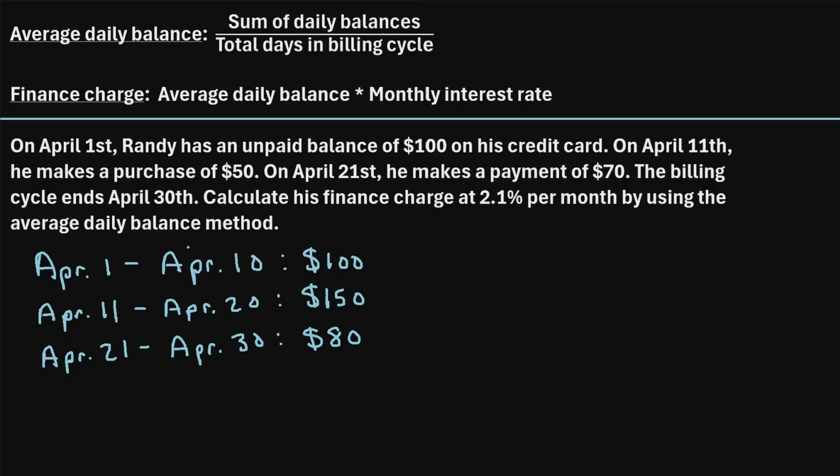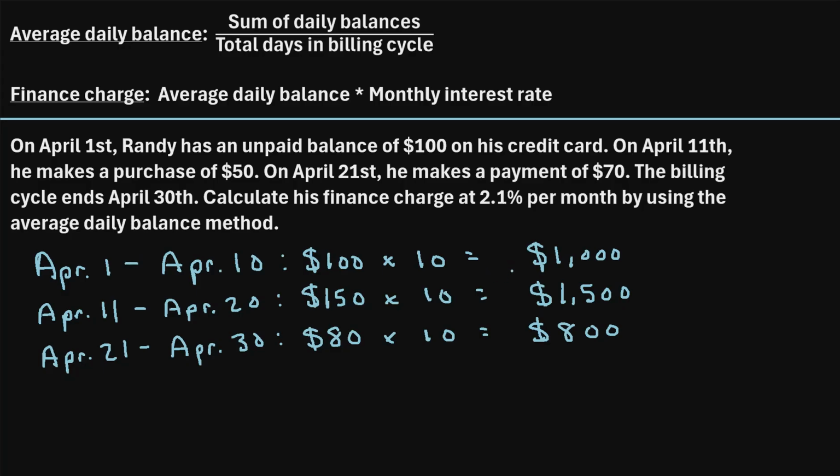So for these first 10 days, April 1st through the 10th, we can see he had a balance of $100. So we can say the sum of these 10 days is just $100 times 10, which is $1,000. So that's the sum for the first 10 days. Then from April 11th through the 20th, that's another 10 days, he's carrying a balance of $150. So we can say 150 times 10. For these 10 days, that turns out to be 1,500. And then lastly, from April 21st through April 30th, so that's another 10 days, he's carrying a balance of $80. So $80 times 10 days, the sum of these 10 days is $800.